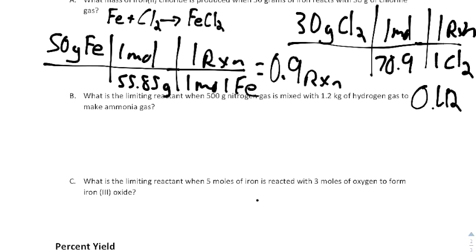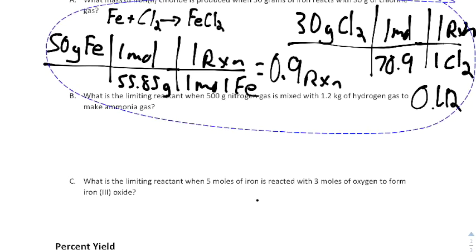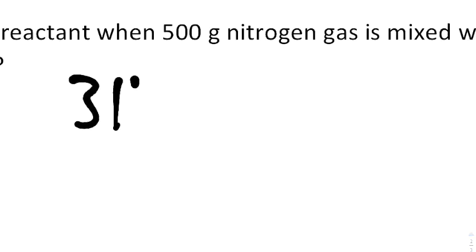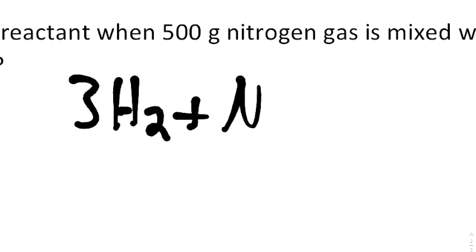So on B, I'll give you a little bit of hints. When we're doing this one, you have 500 grams of nitrogen gas mixed with 1.2 kilograms of hydrogen gas to produce ammonia. I'll give you the chemical reaction. It's just going to be 3H2 plus N2 produces 2NH3.